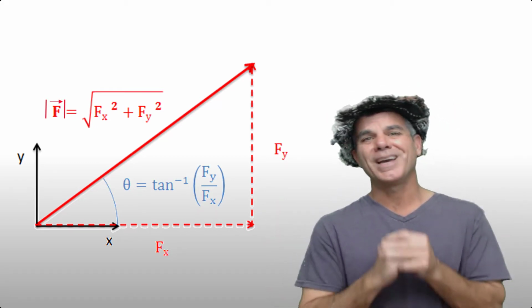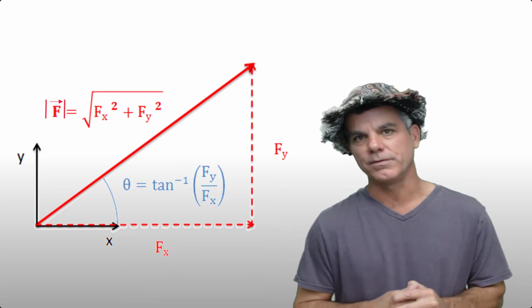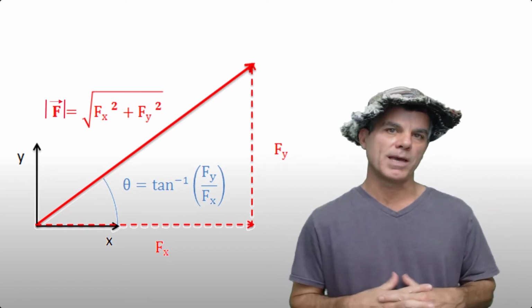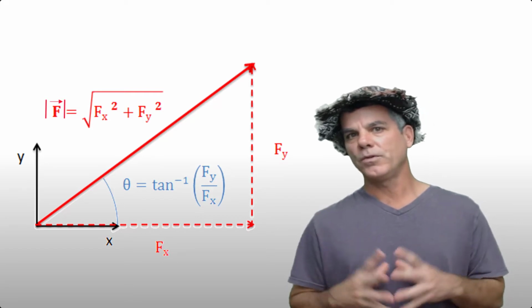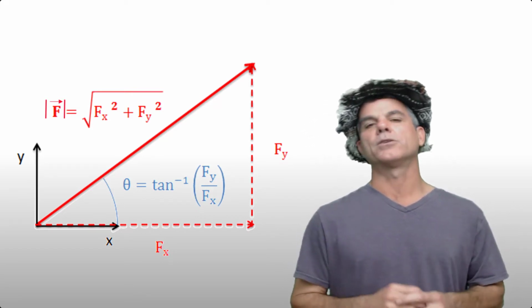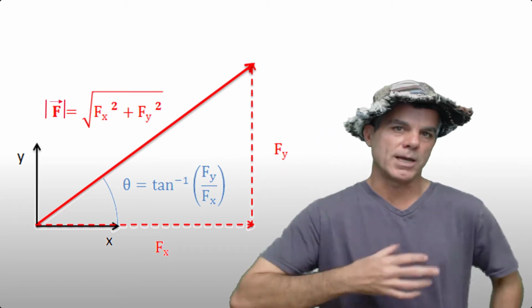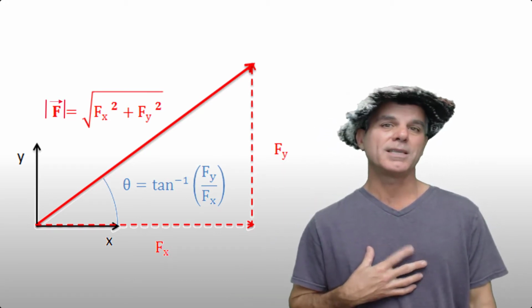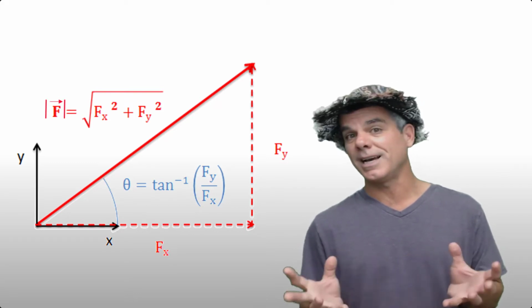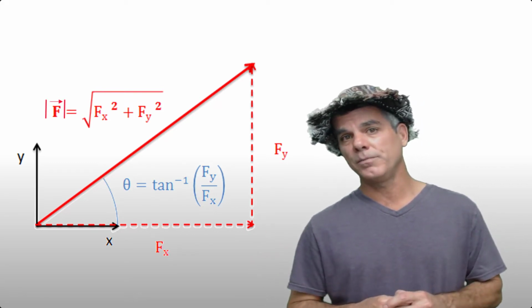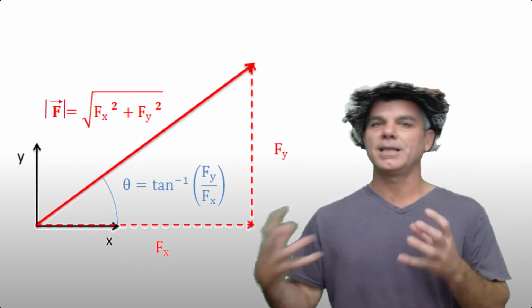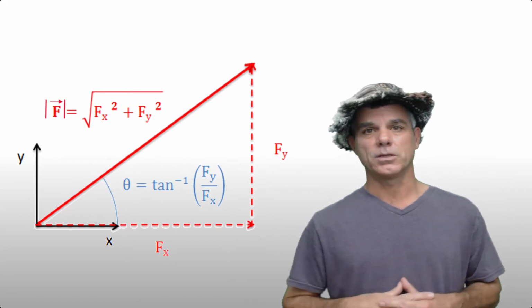Now we're going to look at how, if I have the x and y components of a vector, I get the vector's magnitude and direction. Hopefully you remember that for a vector, its x and y components form a right triangle with the vector, which means I can relate the lengths of the sides using Pythagorean theorem, and I can relate the angles to the lengths of the sides using SOHCAHTOA.